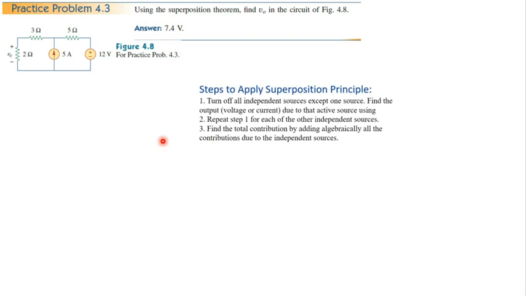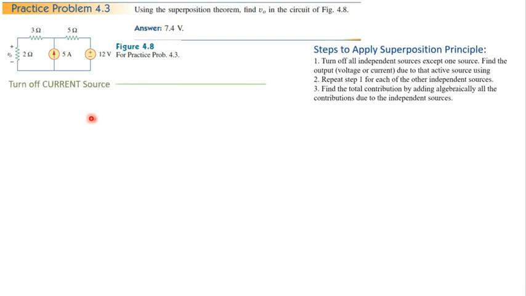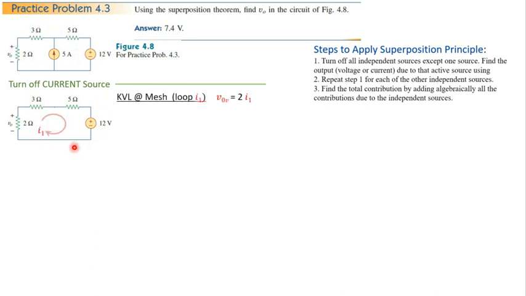Now, what we're going to do right now is turn off the current source. This is us turning off the current source, so it's gone completely. What we'll get is they're all in series in this mesh. Make a mesh loop and call it I1. Vo would be 2 times I1 in this loop. So we assume it's 2 plus 3 plus 5, each times I1.